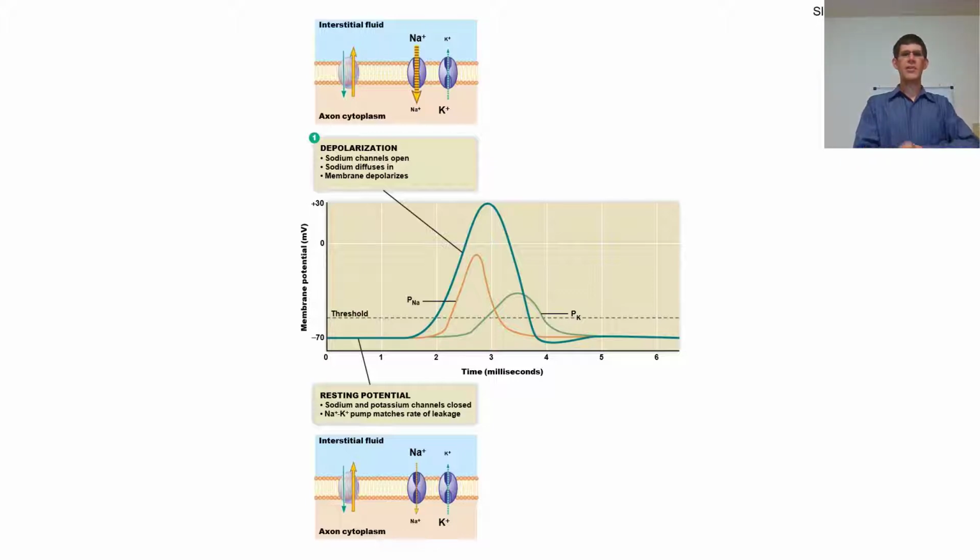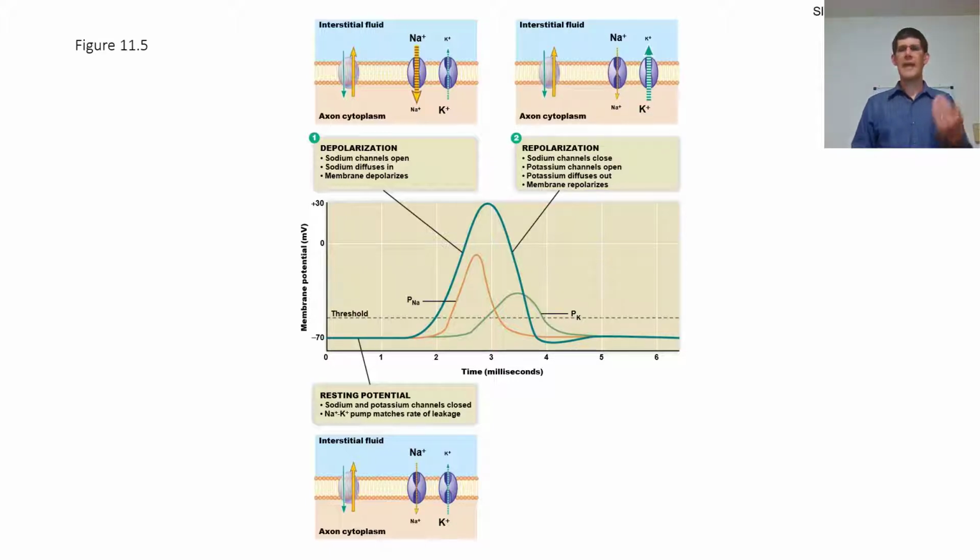So let's say you reach threshold. What happens is there's going to be a rapid depolarization as the voltage-gated sodium channels are opened. When they're opened, the sodium is going to flood in. So you can see that sodium kind of flooding in, and as it does, you have a depolarization. When that depolarization reaches 0 and starts becoming positive, you open up the potassium channels. The voltage-gated potassium channels will open and allow potassium to flood out.